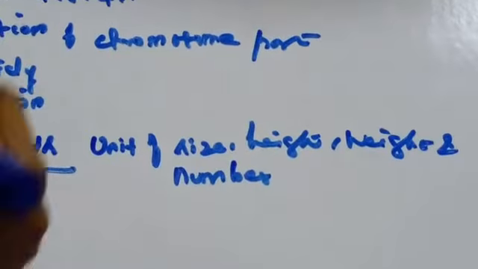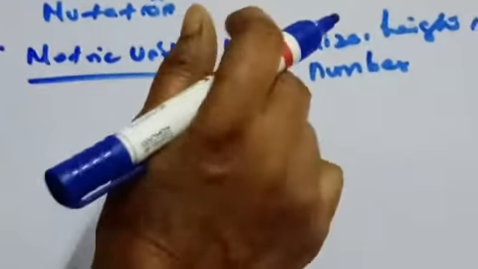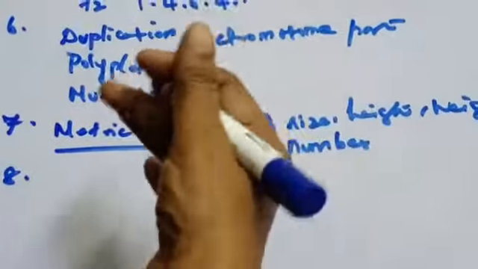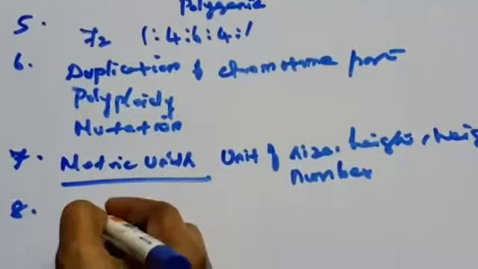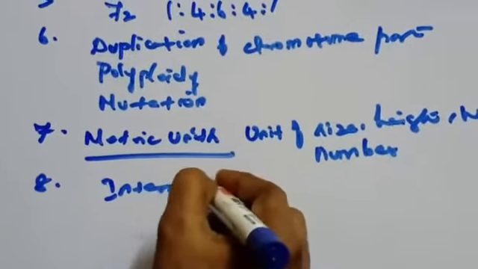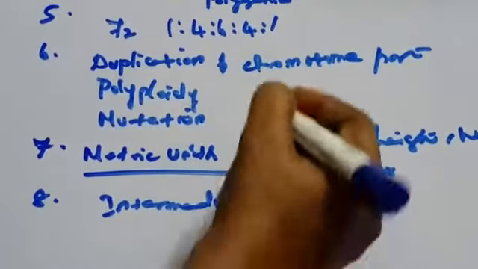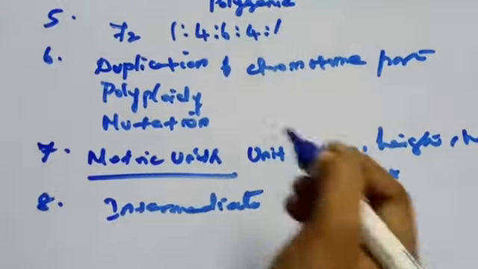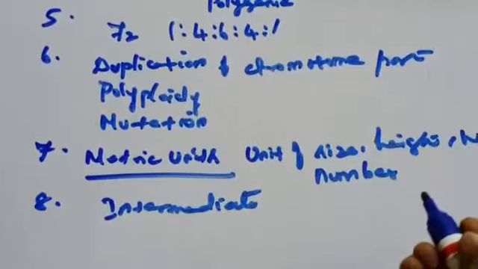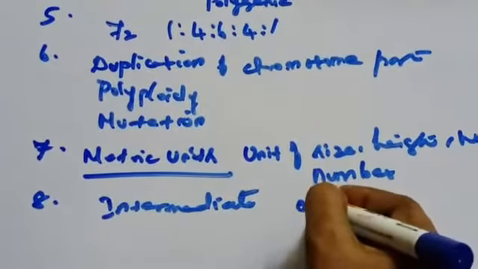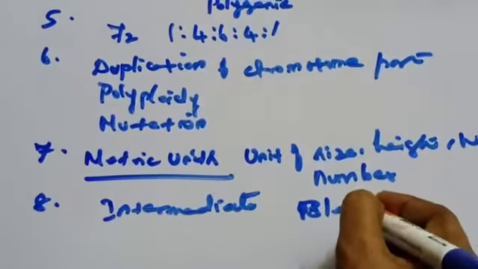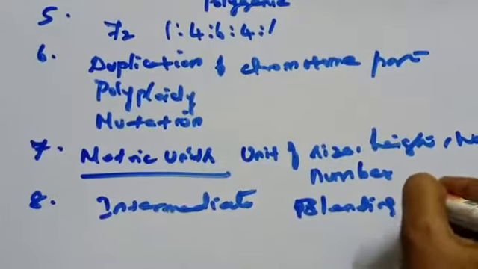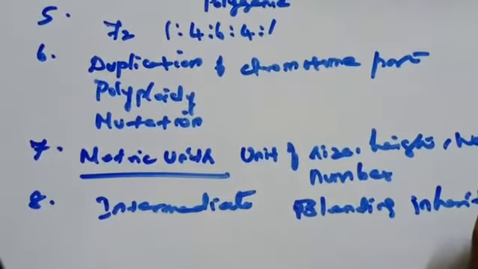Then next, in the F2 generation, when two parents are crossed, apart from the two parental types, some other intermediate types are produced. How are intermediate types produced? Due to blending. So it is also otherwise known as blending inheritance.